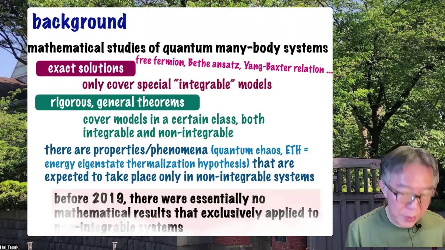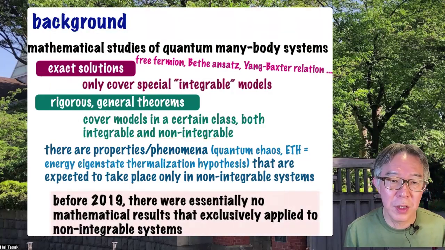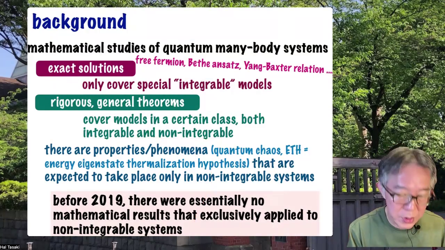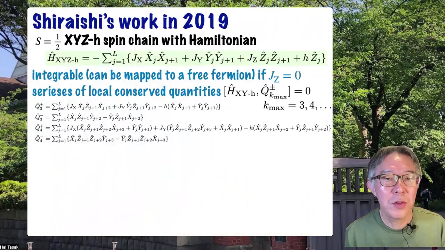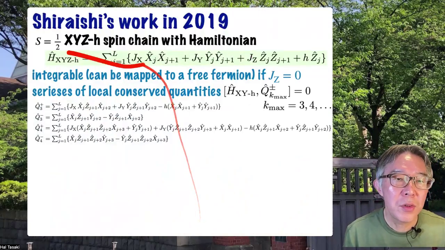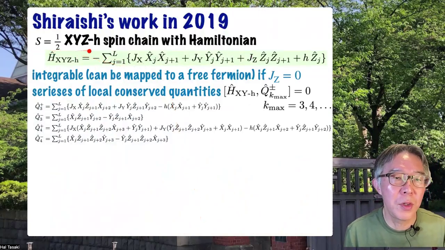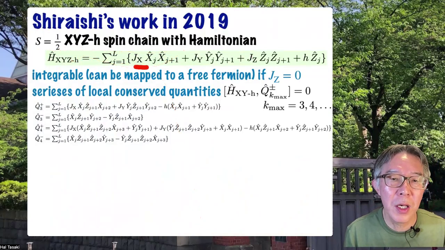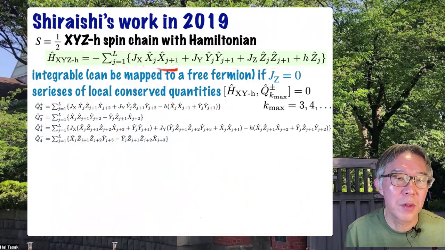So I think it would be fair to say that before 2019, there were essentially no mathematical results that exclusively applied to non-integrable systems. What happened in 2019? Well, to explain this, consider this model called the spin 1/2 XYZ chain. This is the Hamiltonian. Jx, Jy, Jz, and H are real constants, and X, Y, Z are Pauli matrices. Don't worry if you don't understand the notation.